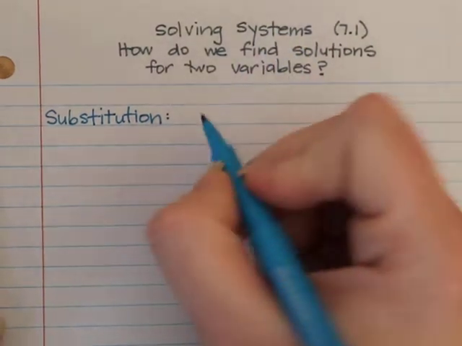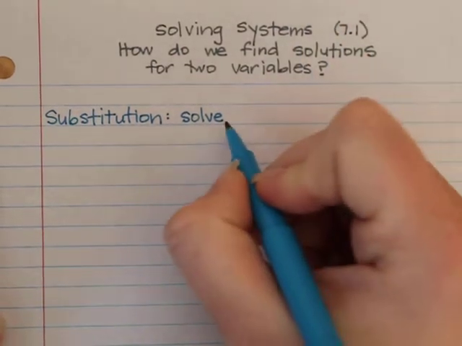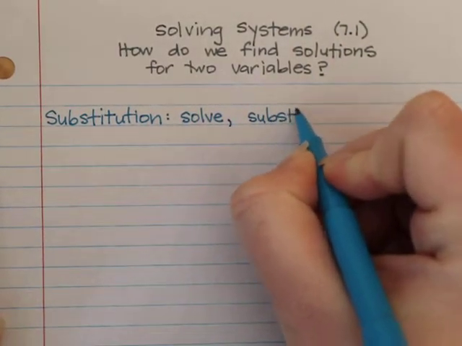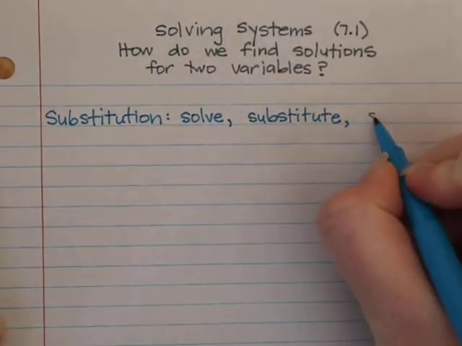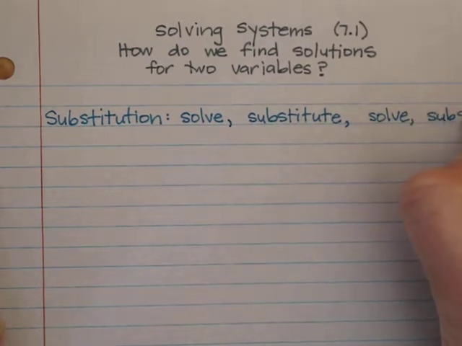I think of it as the 4 S's. So solve. In other words, get a variable alone. Substitute. Right? Take that variable, plug it in, solve what you just made, and then substitute and find the other answer.